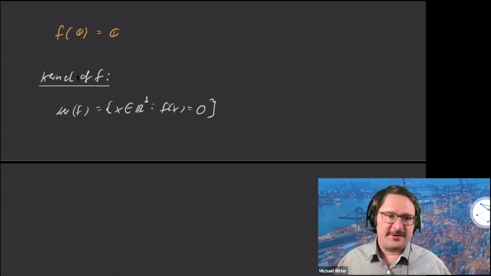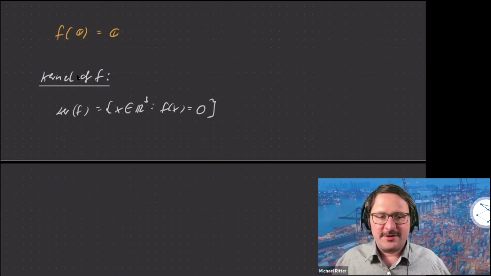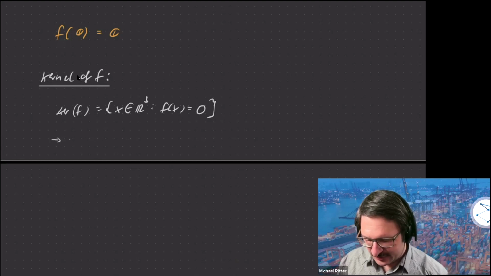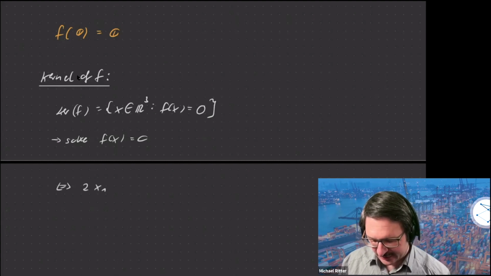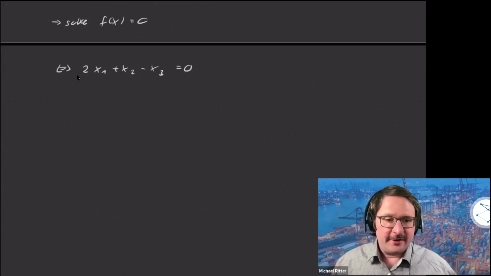So this is the kernel, the zeros, the roots of that function, if you want. What is special about linear functions here is that the set of roots is always a vector space, and thus we can determine a basis of that kernel. But what we have to do to get that is we just have to solve that equation. So we have to solve f of x equals 0. And in that case, that is equal to solving 2x1 plus x2 minus x3 equals 0. And that's a system of linear equations. There's one equation and there are 3 variables in it.